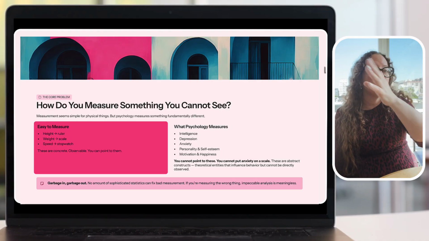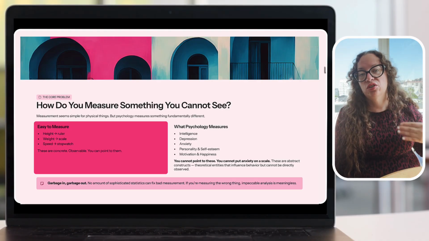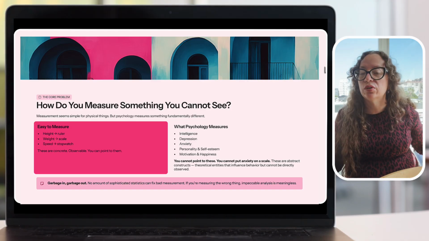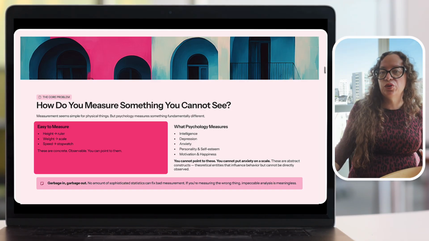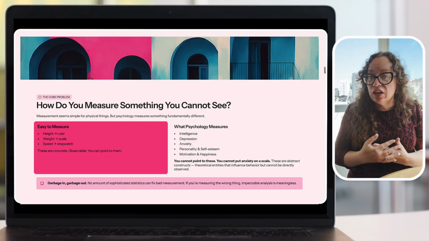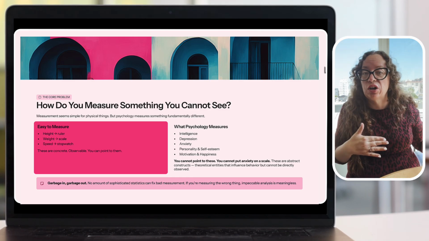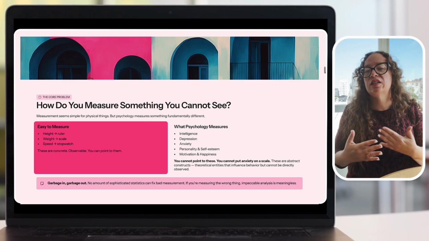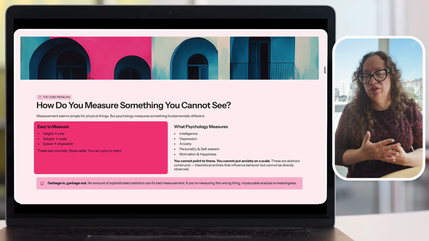Get that wrong and everything downstream is contaminated. Your statistics might be impeccable and your sample's perfect, your analysis is brilliant, but if you're measuring the wrong thing, none of that matters. Garbage in, garbage out. So no amount of sophisticated statistics can fix bad measurement, okay?